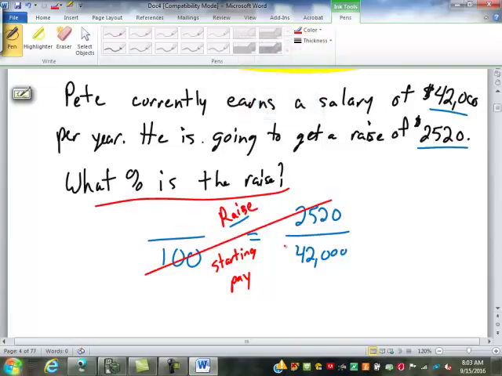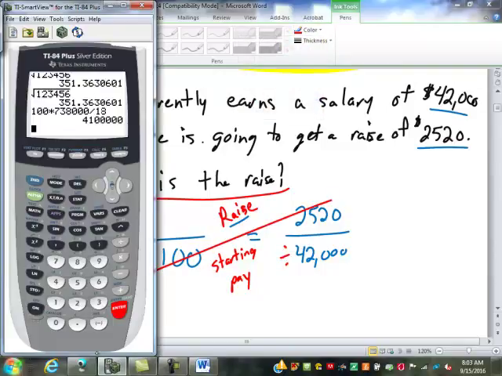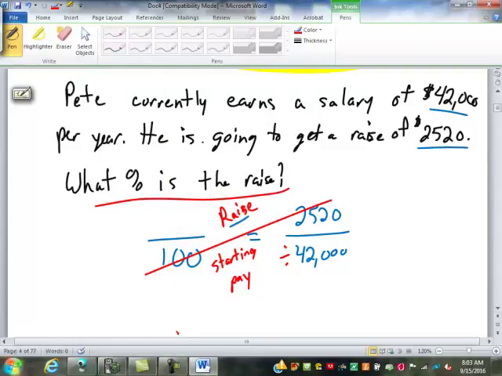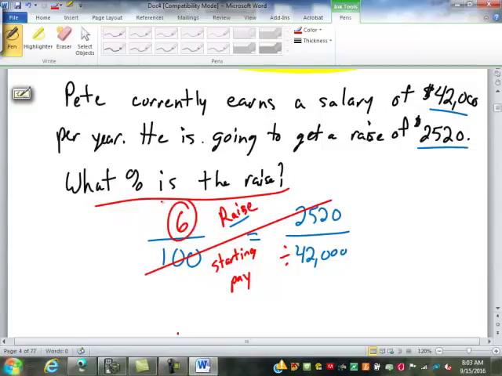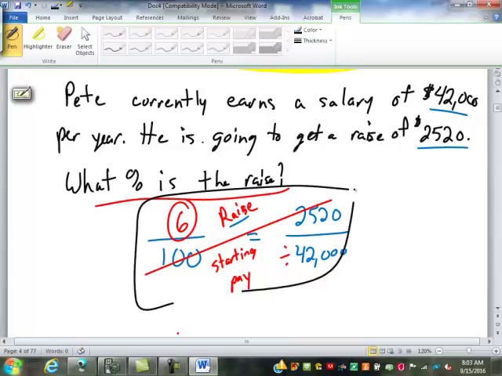So now we cross multiply and divide to find the percentage of his raise. 100 times 2520 divided by 42,000. 6%. Did I do that right? Yeah, 0.6%. I got an extra zero in there. So it came up to 0.6, but it should be 6. So 6% raise. So you can see having this set up here by labeling the ratios and everything helps us keep everything matched up when we're doing story problems.